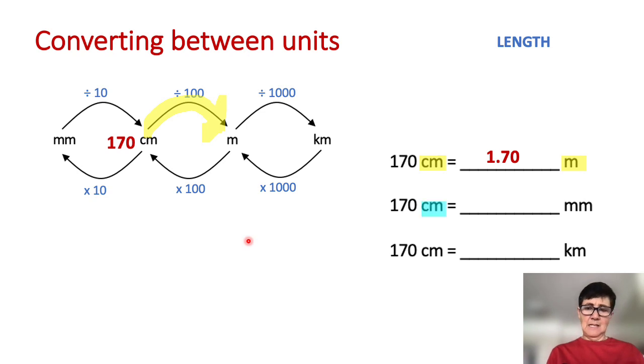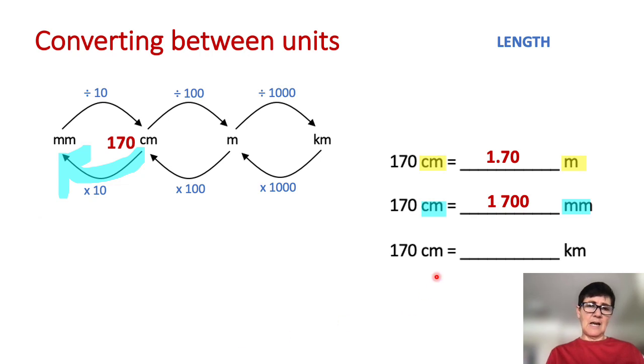All right. Next one, this time I'm going to take those 170 centimetres and turn them into millimetres. So here again, but I'm going this way to millimetres and I have to times by 10. So I'm following my arrows, timesing by 10, and I get 1,700 millimetres. So there's absolutely nothing new here.